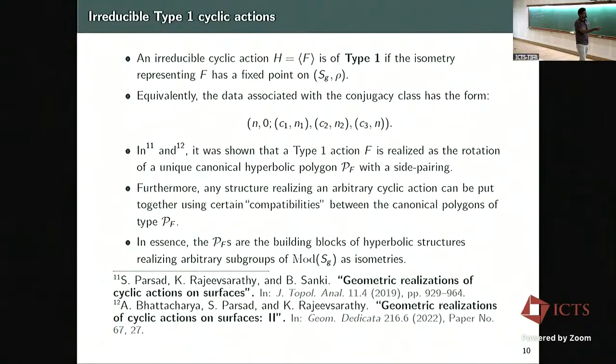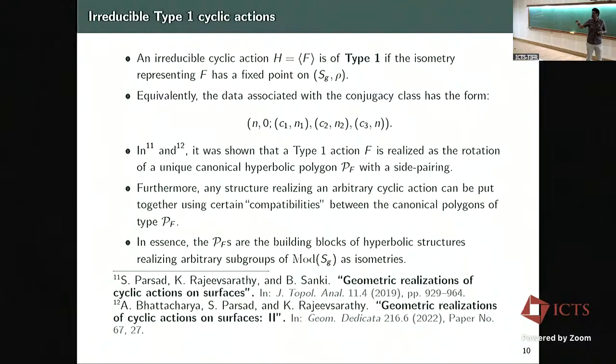Now here, what I'm concluding is a little bit more than that. I'm also saying arbitrary subgroups. The reason for that is that if you take an arbitrary finite subgroup of the mapping class group, it will be finitely generated, F1 to Fn, let's say, and each is a cyclic action. So the fixed point set of that subgroup will be the intersection of the fixed point sets of the individual cyclic generators.